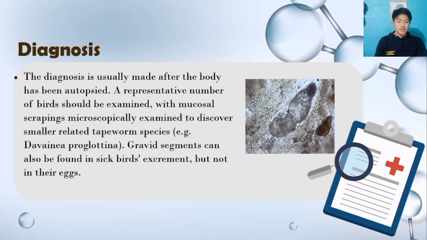Diagnosis. The diagnosis is usually made after the body has been autopsied. A representative number of birds should be examined, with mucosal scrapings microscopically examined to discover smaller related tapeworm species, for example Davainea proglottina. Gravid segments can also be found in sick birds' excrement, but not their eggs.